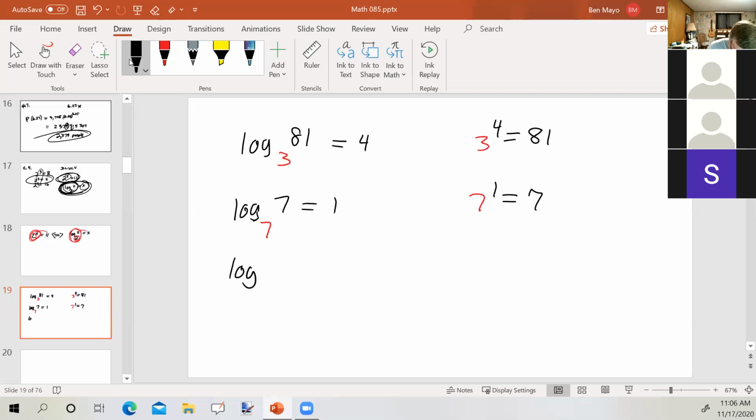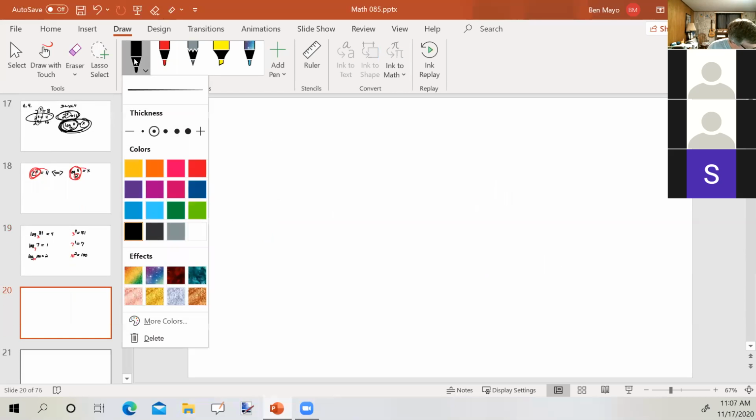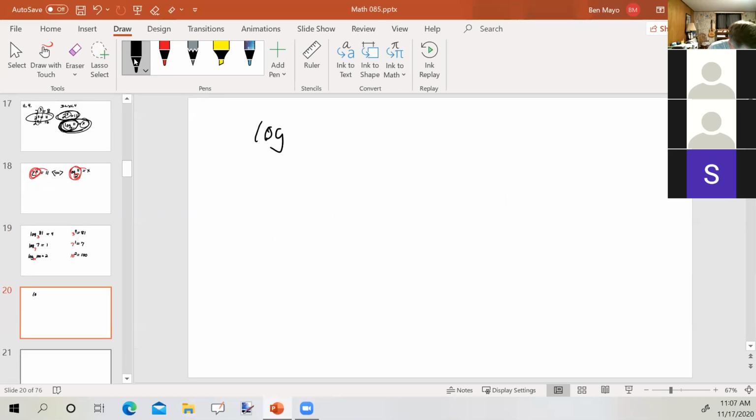Okay. Log base 10 of 100 equals 2. So what's the base? 10. So 10 to the 2 power equals 100. Okay with that? All right. How about log of 0.01 equals -2? Well, now here's a problem because there's no base written on that log.